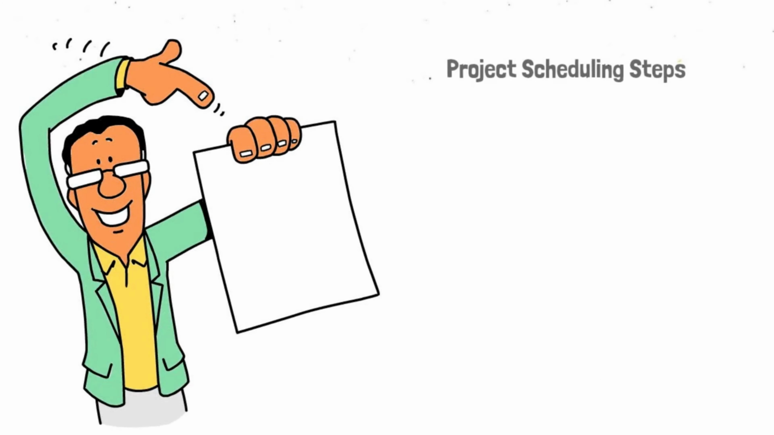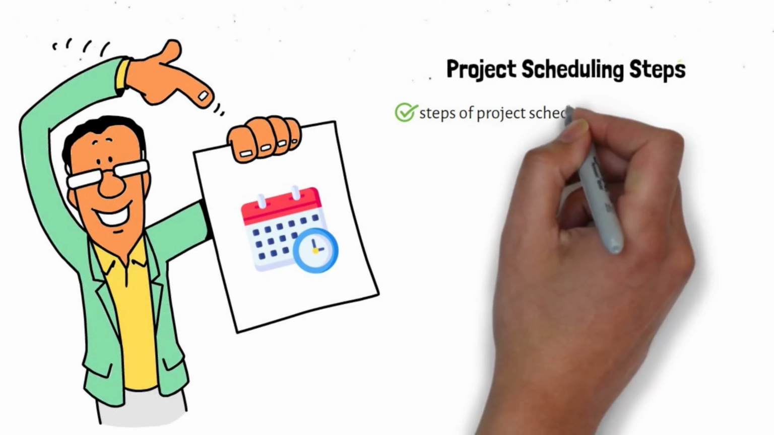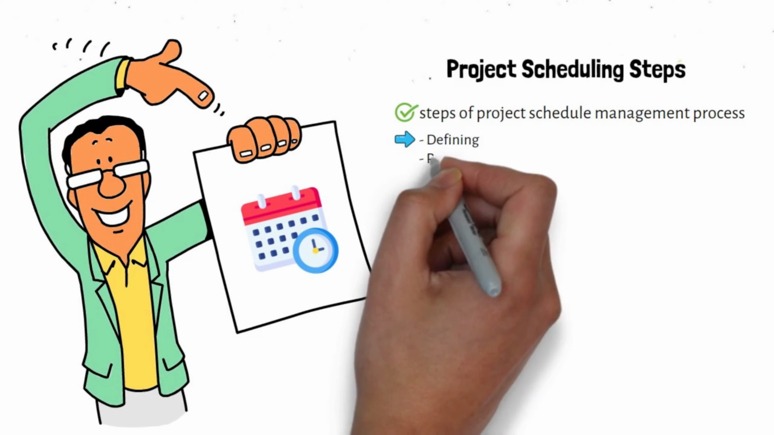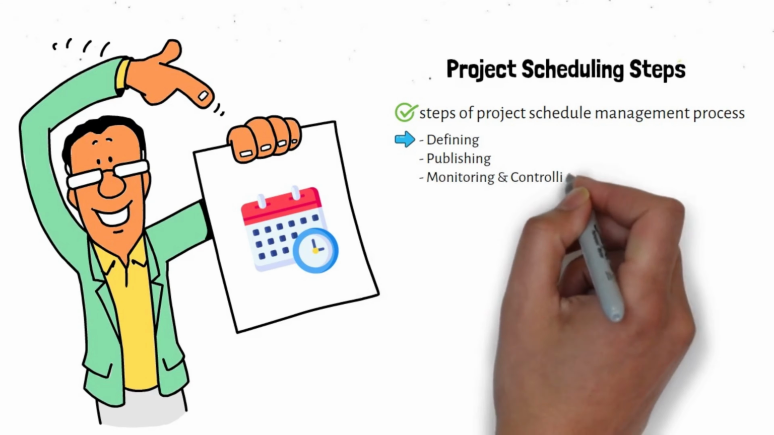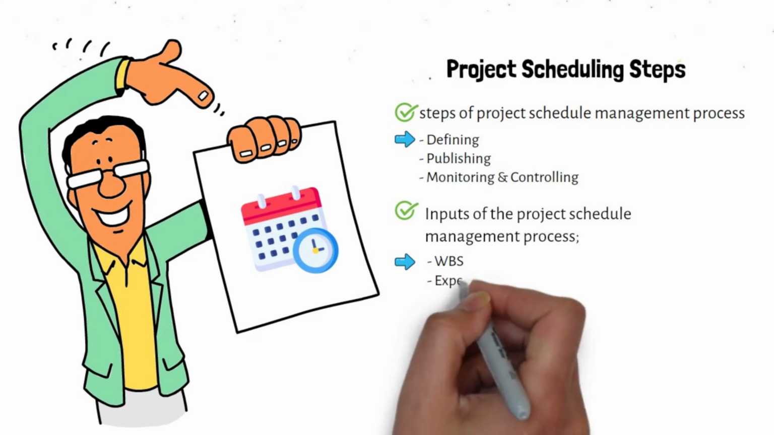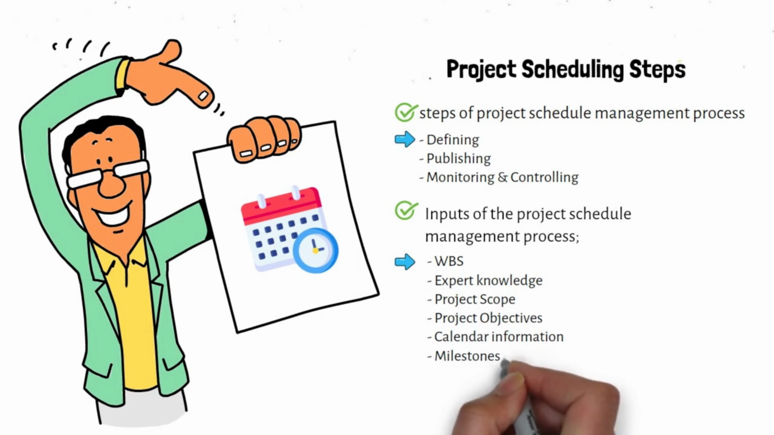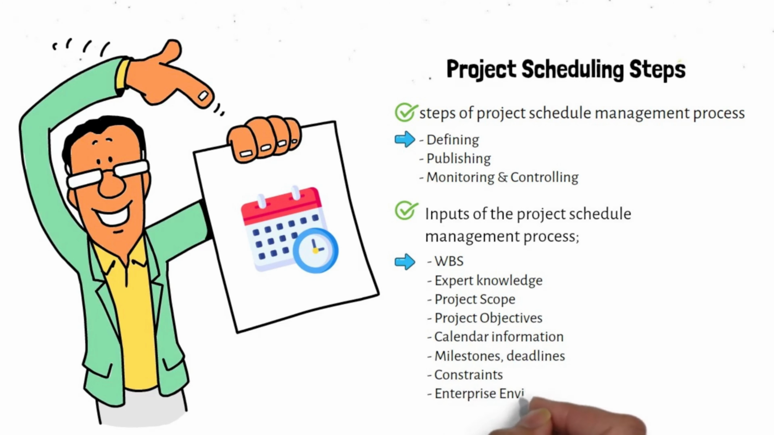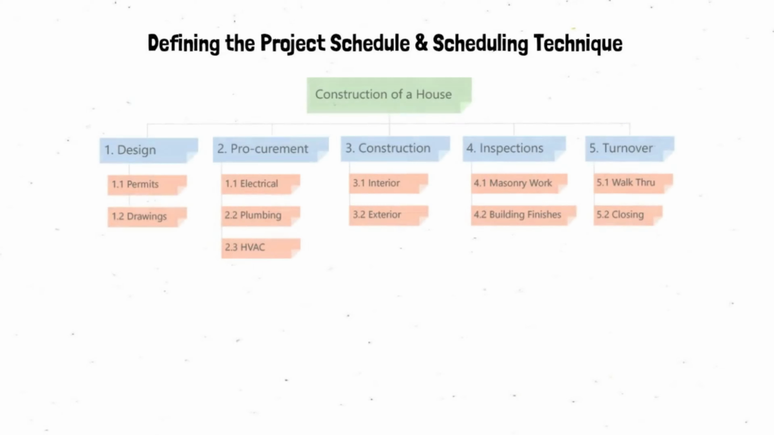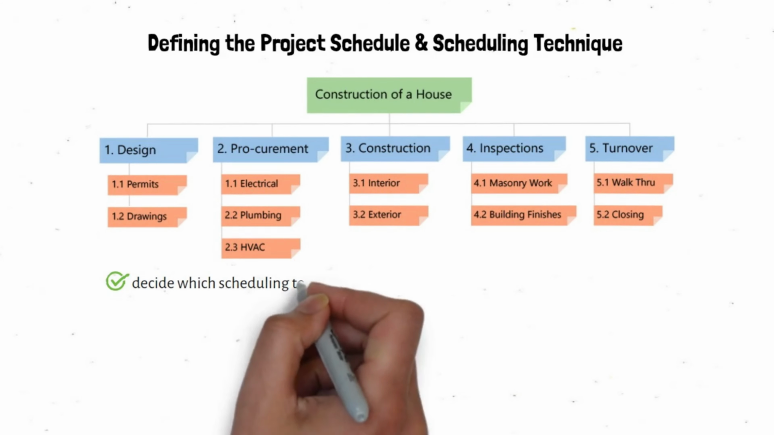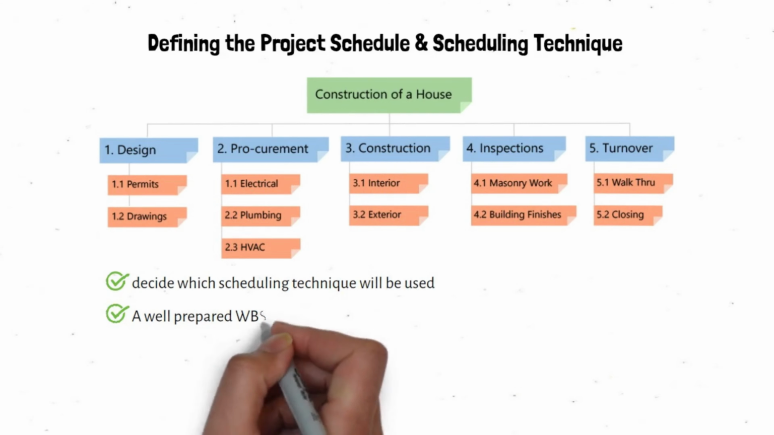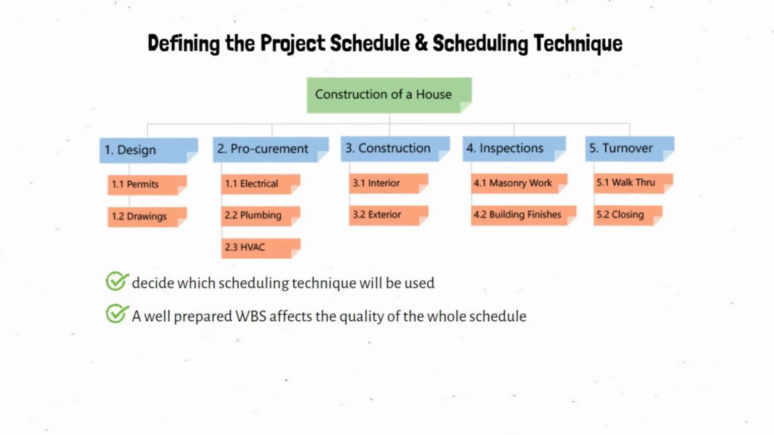Project scheduling steps. The project schedule management process includes the following steps: defining, publishing, monitoring, and controlling. Below are the inputs of the project schedule management process: WBS, expert knowledge, project scope, project objectives, calendar information, milestones, deadlines, constraints, enterprise environmental factors, resource information. Defining the project schedule and scheduling technique. Defining the project schedule step begins with creating the work breakdown structure. At this step, you will also decide which scheduling technique will be used. A well-prepared WBS affects the quality of the whole schedule.